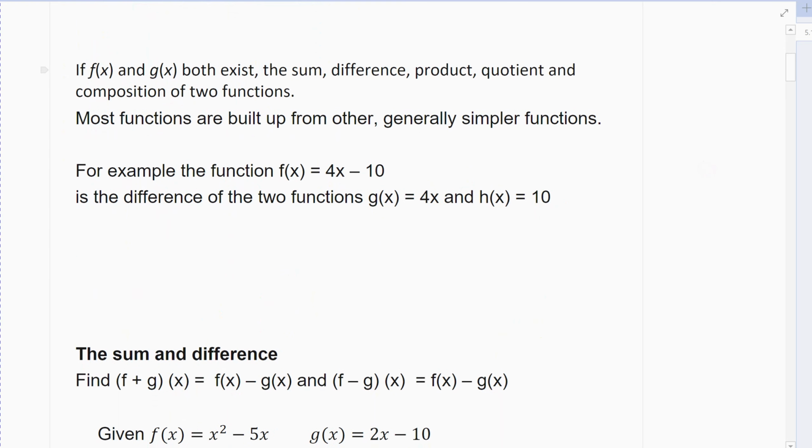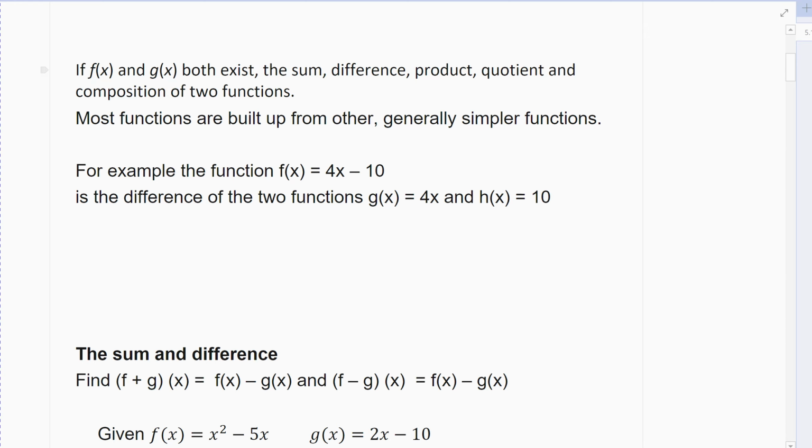Any of the complex functions, if you go back and look at chapter 4, we did a whole bunch of complex functions: polynomials, rational functions, and power functions. All of the complex functions really are a sum, difference, product, quotient, or composition of two or more functions. Most functions are built up of smaller, simpler functions. An example: 4x minus 10 is a linear function. It's the difference of two simple functions, say 4x and 10, the line 4x and the constant function 10. We subtract them to get the new function 4x minus 10.